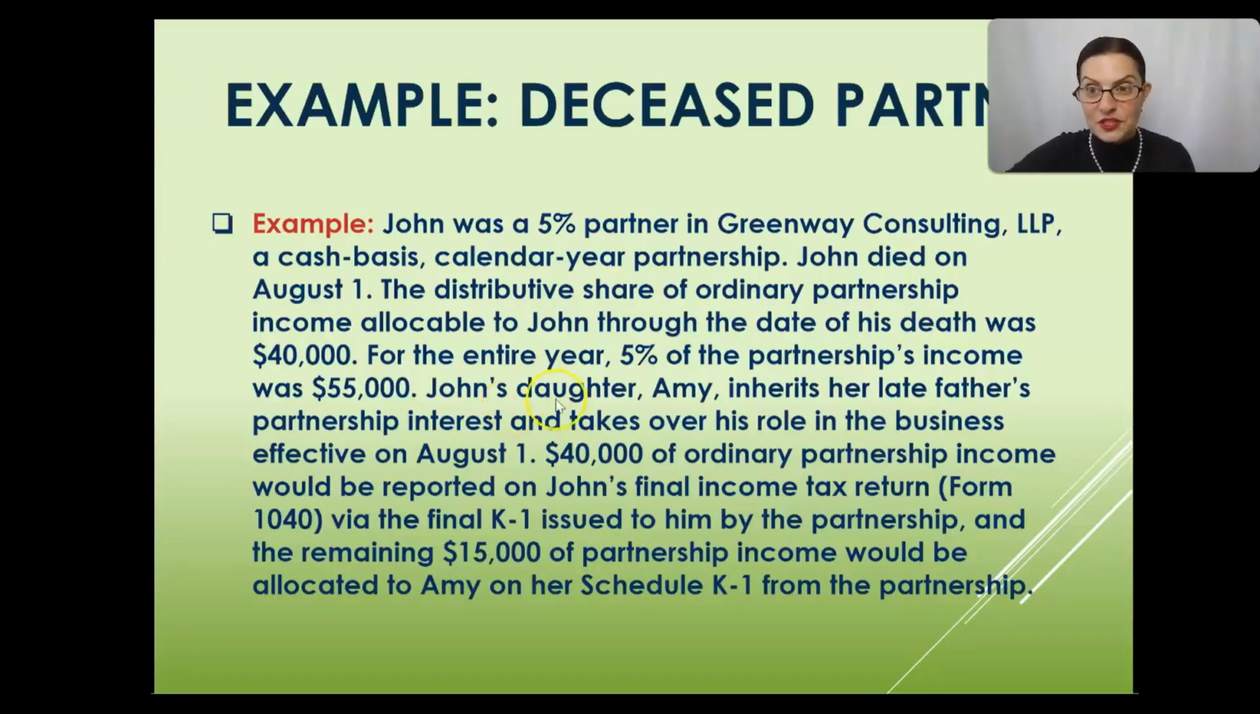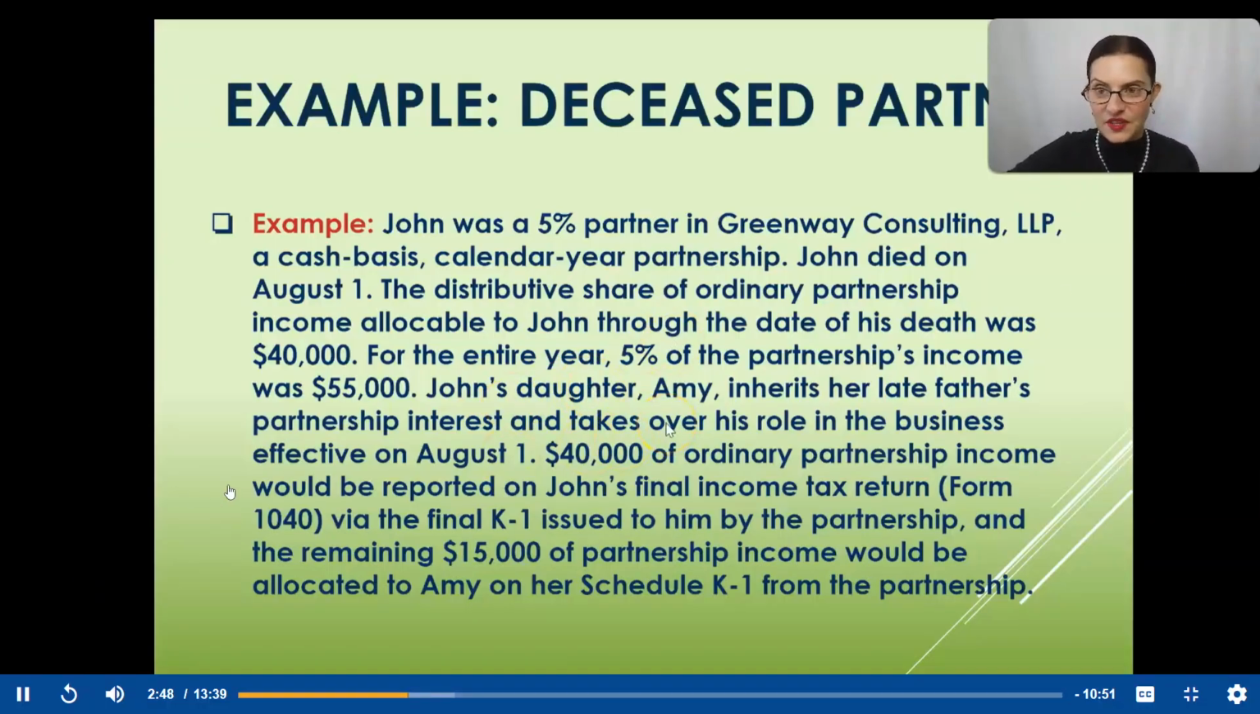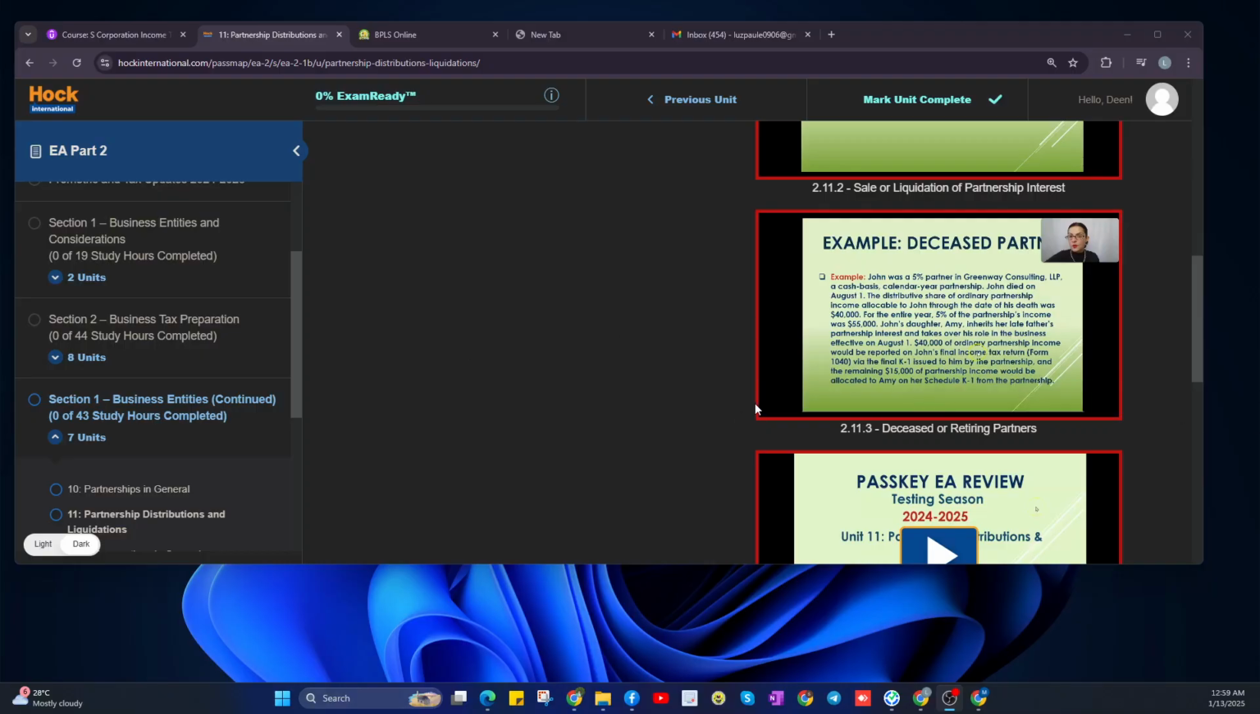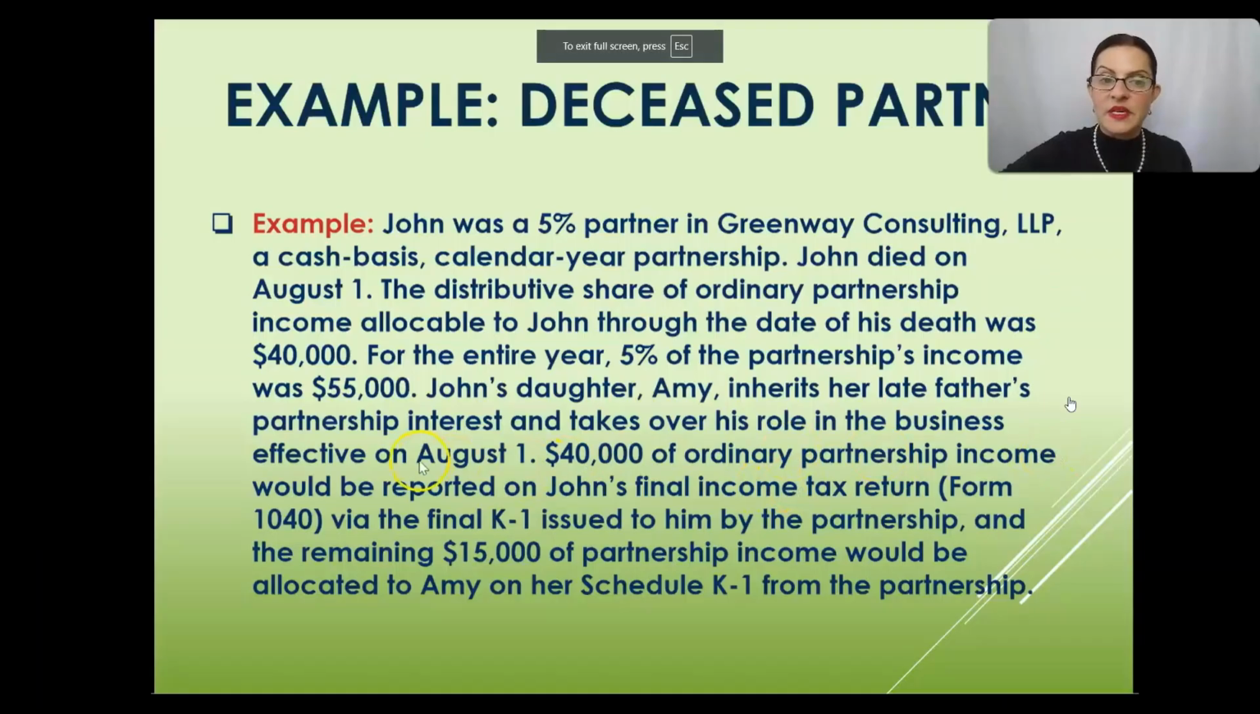And then this is what you do, okay? She takes over his role in the business on August 1st. And he was working in the business until August 1st when he died. $40,000 of ordinary partnership income would be reported on John's final income tax return. So he still has to file a final income tax return.